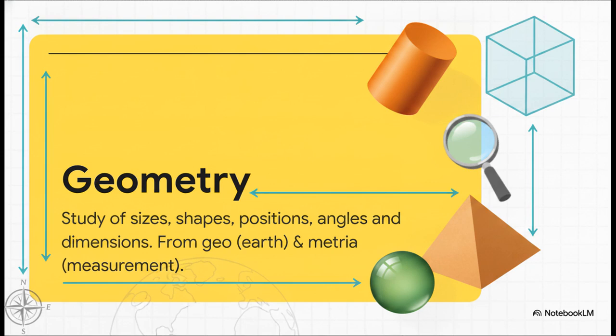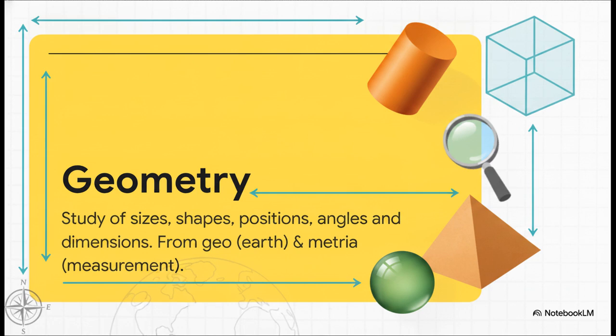You know what's really cool is the origin of the word itself. Geometry isn't just some random math jargon. It actually comes from two Greek words, geo, meaning earth, and metria, meaning measurement. So, at its very core, geometry literally means measuring the earth. It grounds everything we study in the physical, real world around us. It's the study of sizes, shapes, positions, angles, and dimensions of actual things.